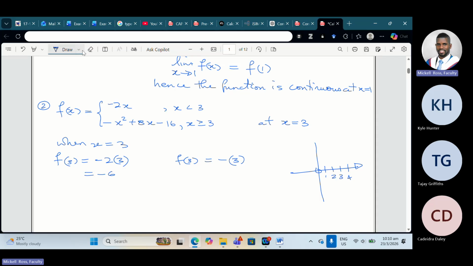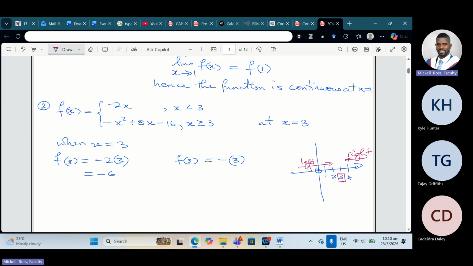So if we're approaching 3, we're going to approach 3 from both sides, from the left and from the right. So when it says that you are less than 3, it means that you are not exactly 3, but you are close to 3. And then when it says you are equal to 3 or greater than 3, that means it's everything on the right hand side. Once you're less than 3, that means you are on the left hand side.